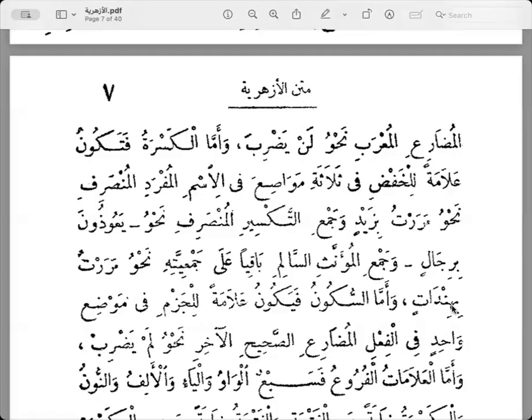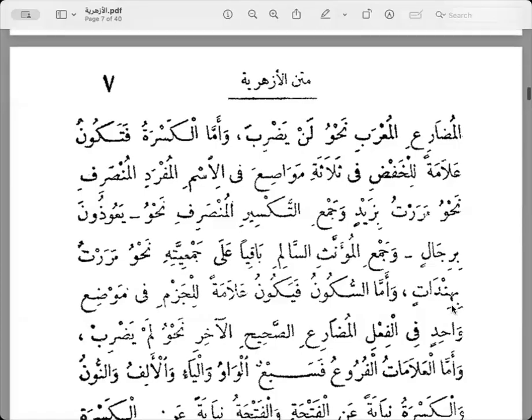وجمع المؤنث السالم باقيا على جماعته خرج به لو سميت واحدة باسم الجمع, right? So if she had a name like that, and that does exist. And we'll talk about that in a second.